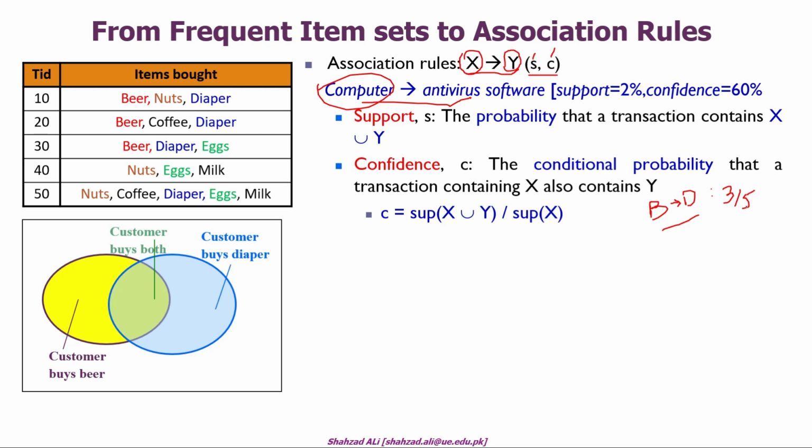Similarly, if we calculate the confidence of this rule, it is the support of both, which is 3, divided by the support of X, the left hand side, which is the support of beer. Beer occurs in only 3 transactions, transaction IDs 10, 20 and 30. So 3 by 3, the confidence for this rule is 100%.